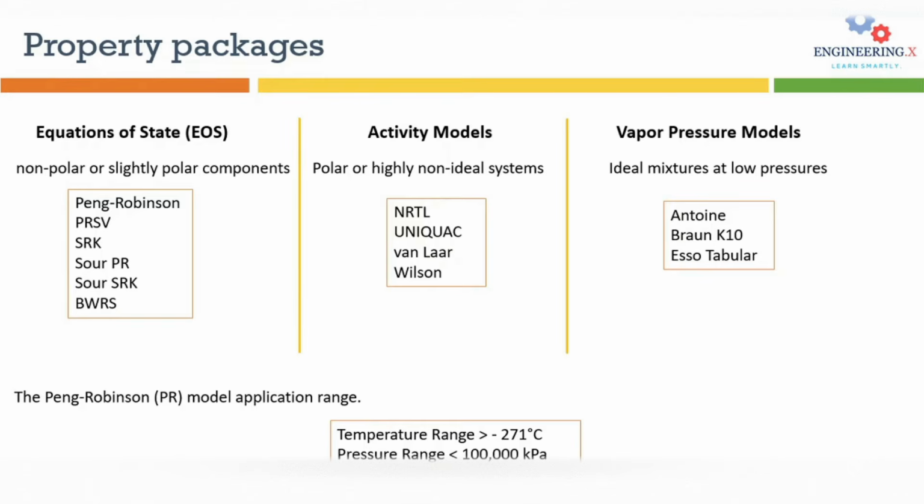So I will explain how the right fluid package could be chosen for a particular process. The rule of thumb to choose the right property package is, if you are dealing with non-polar or slightly polar components like hydrocarbon systems, you should choose an equation of state-based property package like Peng-Robinson. But on the other hand, if you are dealing with polar components or your system is highly non-ideal, then you should choose one of the property packages from activity models like NRTL, which stands for non-random two liquid model. On the other hand, if you are dealing with ideal mixtures at low pressure, you should choose a property package from vapor pressure models like the Antoine equation.